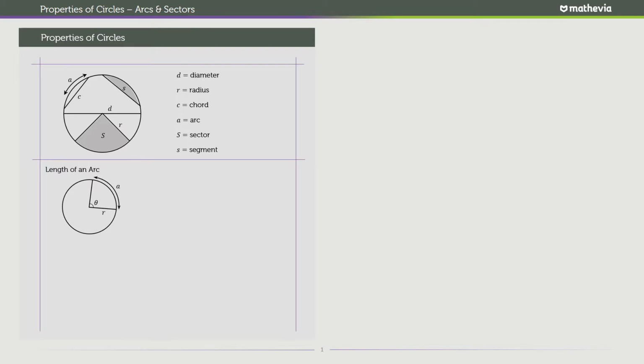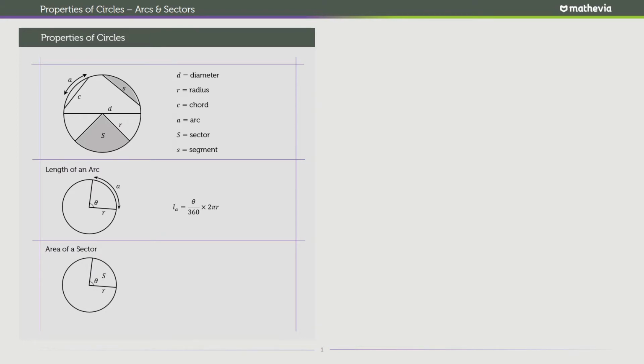Basically, the formula for finding the length of an arc is just the formula for finding the circumference of a circle times the fraction of that angle. So you have the angle divided by 360, because the angle is a fraction of 360, and then you multiply that fraction by the circumference of the circle. So the length of an arc is theta over 360 times 2 pi r. Simple.